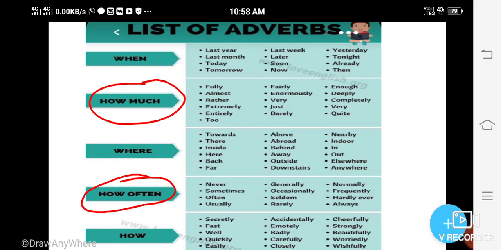Then comes adverbs of frequency. How often? They tell us how often something happens. For example, never, sometimes, often, usually, generally, occasionally, seldom, rarely, normally, frequently, hardly ever, always. All these words are used to describe how often something happens. So they are called adverbs of frequency.